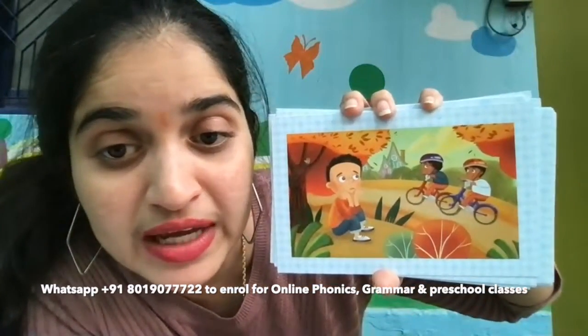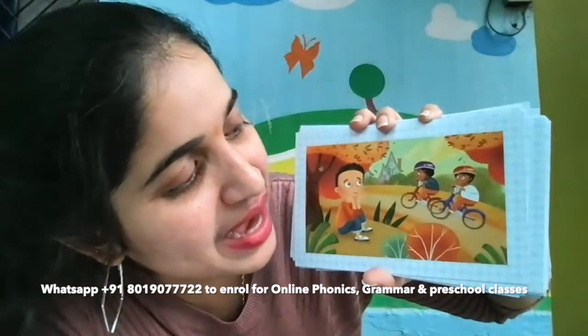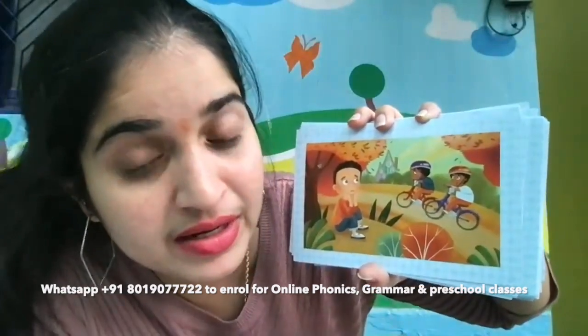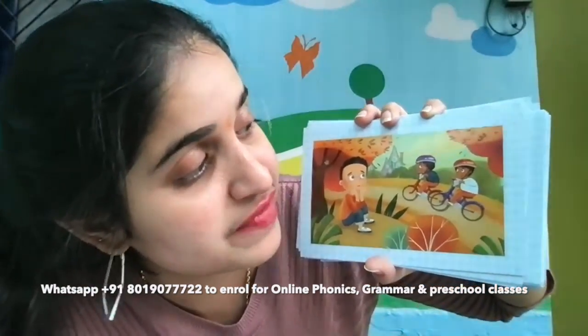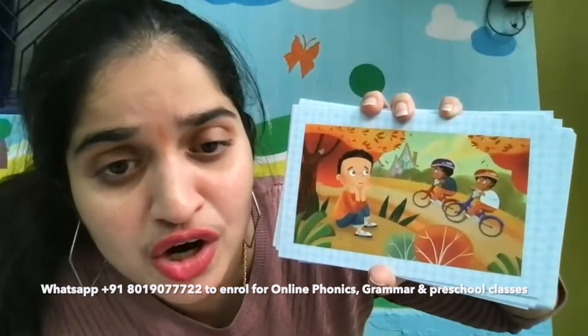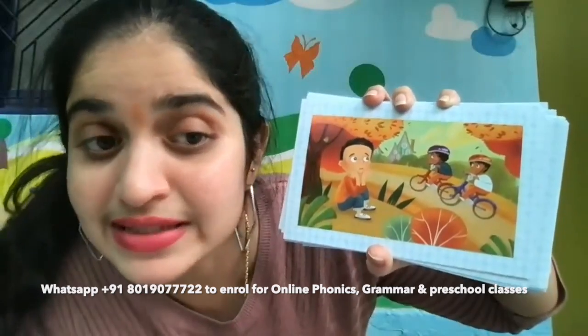What are they doing, children? Can you tell me what they are doing? Very good. They are going for a ride. They are cycling. Cycling in the evening. Did you observe they are wearing a helmet too? Because they have to be safe. It's for safety. Nice, no? When you see a card, you have to learn to talk a few words about it or describe the picture. Okay? Very good. Now let's move on to the next thing.